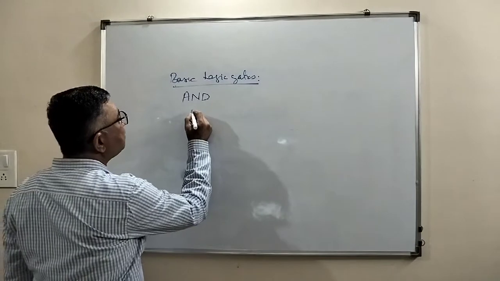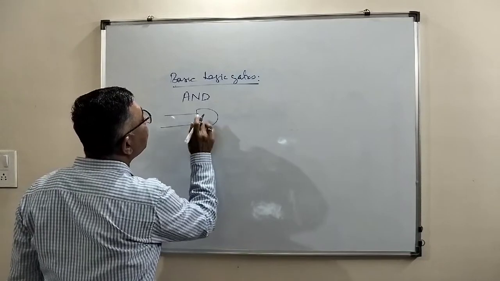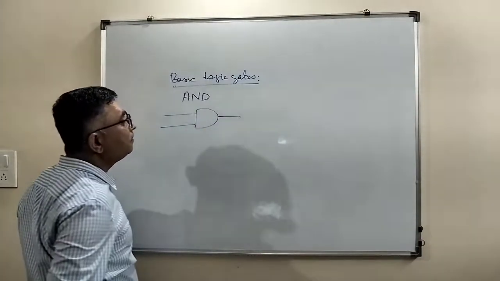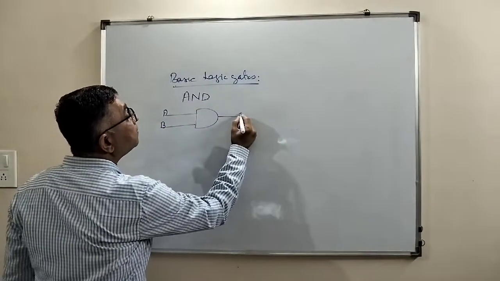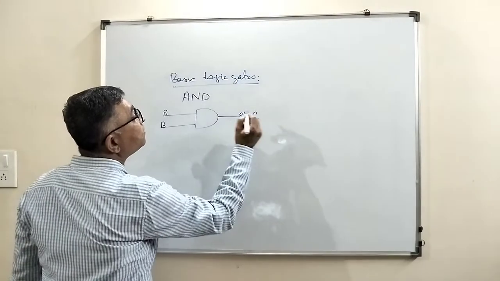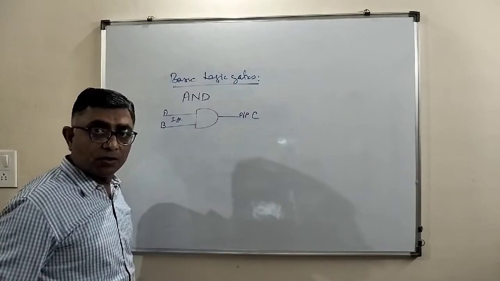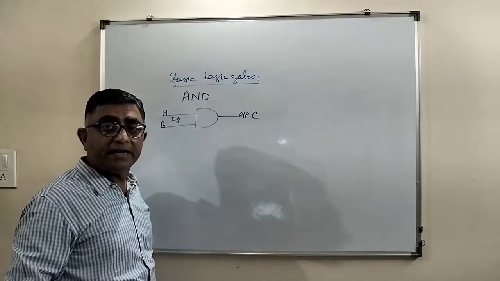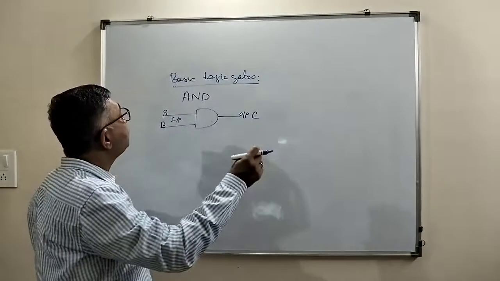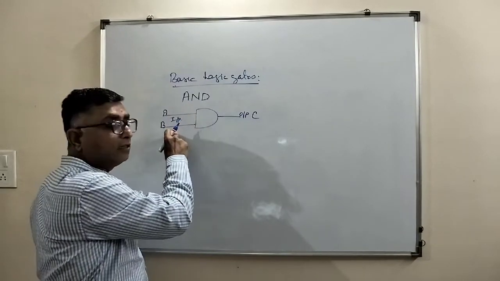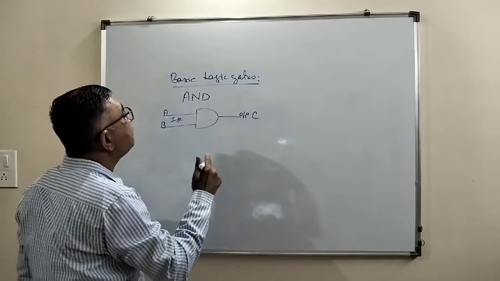So if we see the device symbol, this is the symbol of AND gate, right? Where we have two inputs and this is the output, say C. These are the inputs. We can have any number of inputs, I mean 2 raised to the power 1, 2 raised to the power 2. So these are the 2 input AND gates, then 4 input AND gates, and that way we can use.